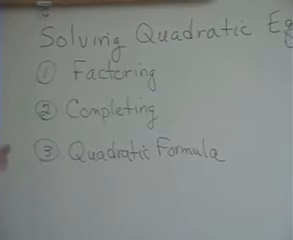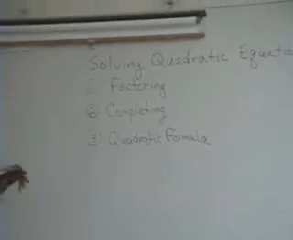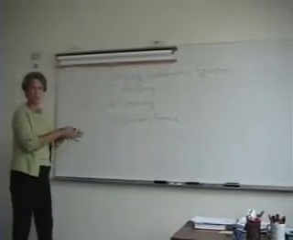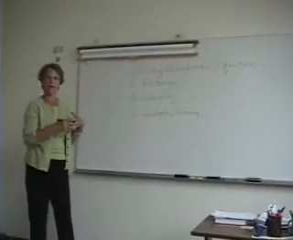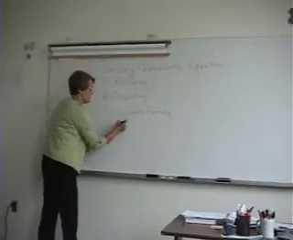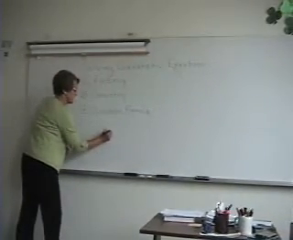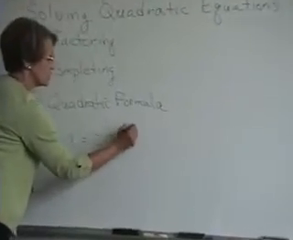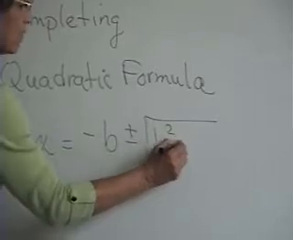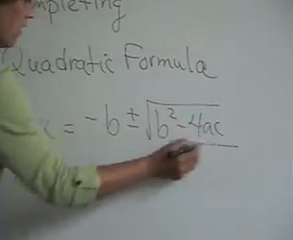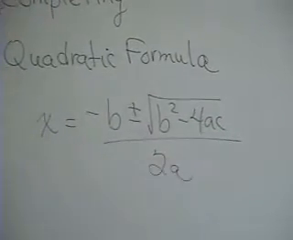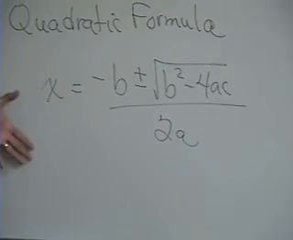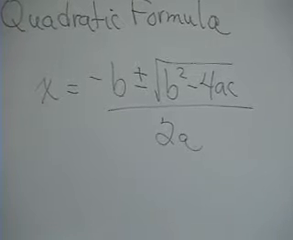Now, the quadratic formula is a formula, so it has all variables in it. What we need to do is put down the formula and then identify what each variable represents. The quadratic formula is x is equal to the opposite of b plus or minus the square root of b squared minus 4ac over 2a. Now, we didn't pull this formula out of a hat. We can derive this formula, which we will do in another lesson.